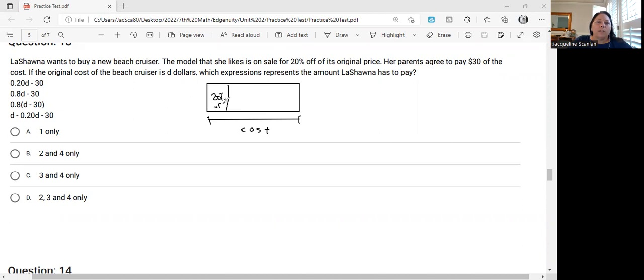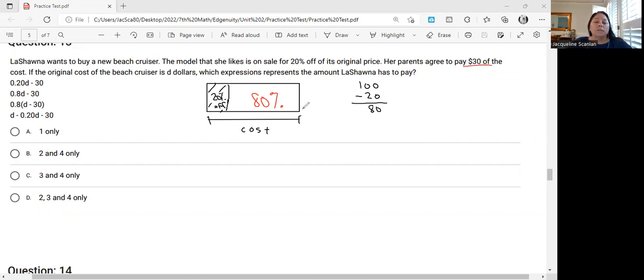Then what percentage is she paying for? If it's 20% off, she's not paying for this part. She would be paying for what percent? Well, we could find that by subtracting 100% minus 20, and we'd get 80%. So LaShawna has to pay for 80% of that scooter. But her parents agree to pay for $30 of it.